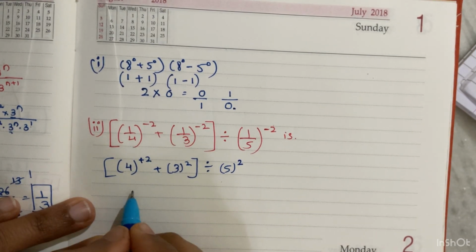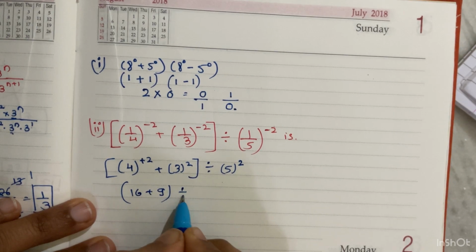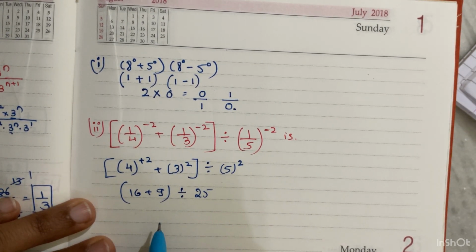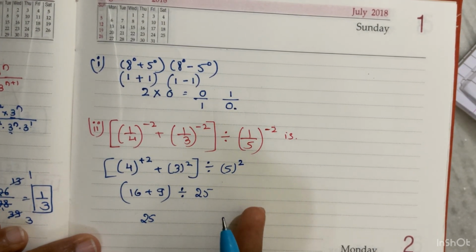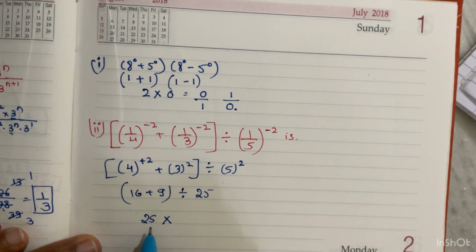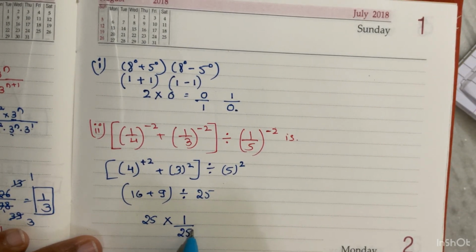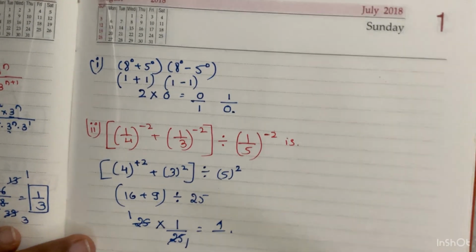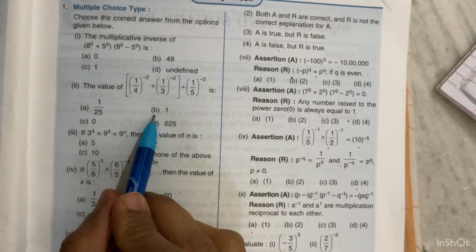Now 4 4s are 16 plus 3 3s are 9. See, multiply, still division is there, no? 5 5s are 25. 16 plus 9, how much will I get? That is 25. Now for further simplification, I'll convert division to multiplication, right? So when I convert this, we have to do the reciprocal again. So I'll get 1 by 25. Now 25 ones are 25, 25 ones are 25. So the answer I get is 1. Now let's see the option for this. Option B is the correct answer for this.